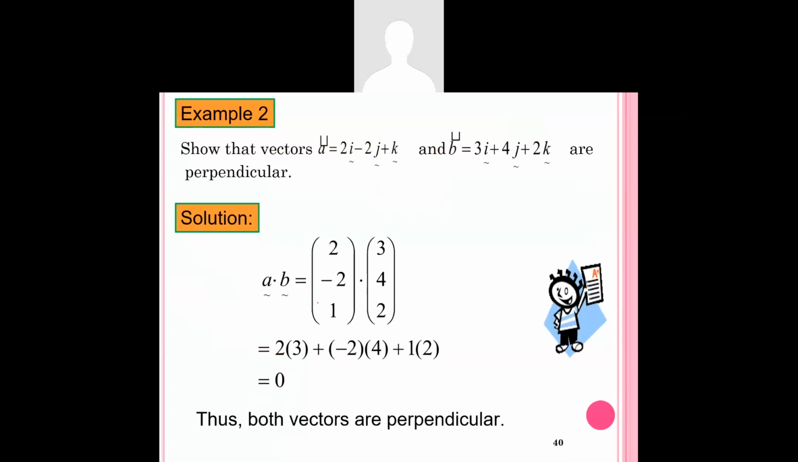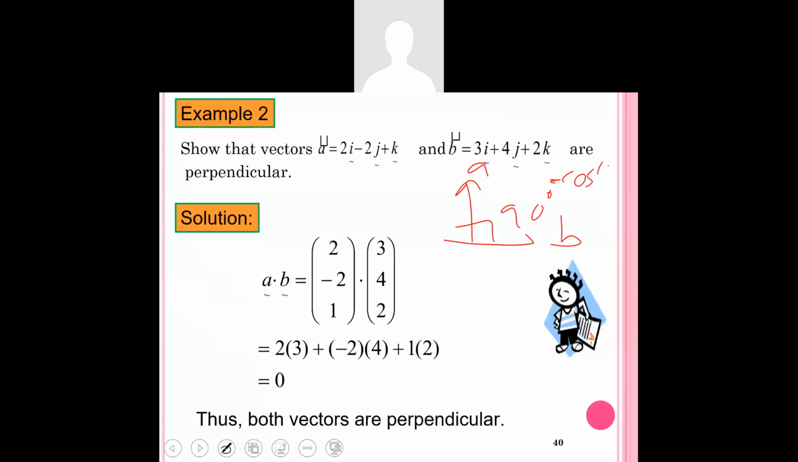Okay, so remember the rules: if vectors A and B are perpendicular, the angle is 90 degrees, okay? Therefore, leaving you with cos theta equals 0. Therefore, the dot product must also equal 0. So we can show that by taking the coefficients, multiplying like before, and showing that it is equal to 0. Therefore, both vectors are perpendicular.